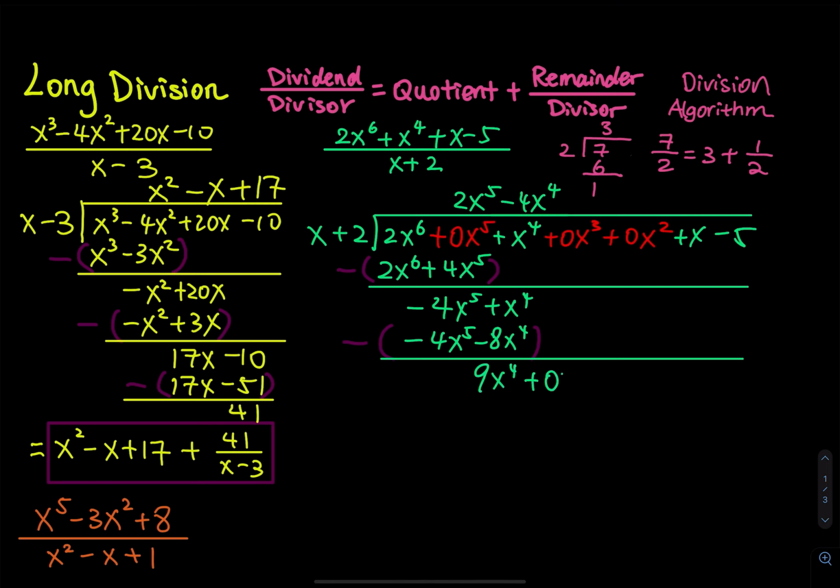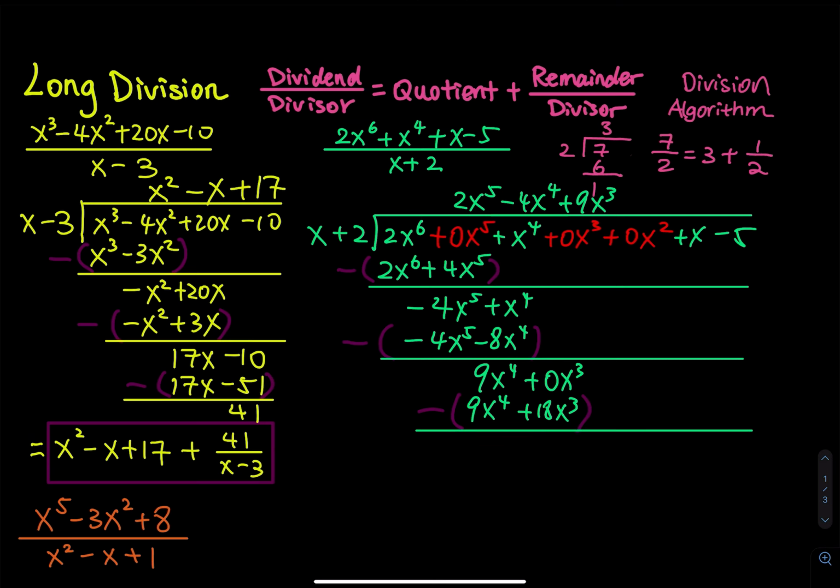Pull another 0 down. And then the next term is a plus 9x to the third, right? 9x to the third times x is 9x to the fourth. And then 9 times 2 is 18x to the third. Draw a line. Perform the subtraction. 9 minus 9 is gone. 0 minus 18 is negative 18x to the third. And then you pull the next 0 down.